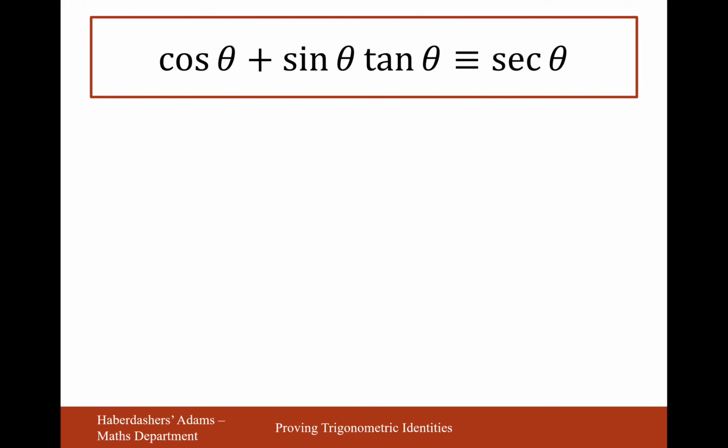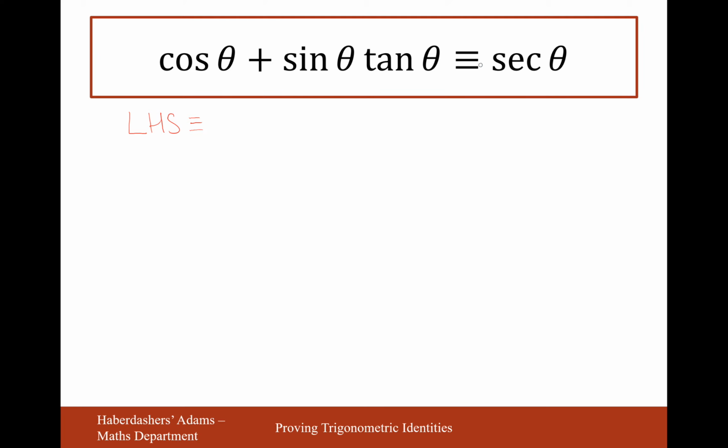So let's get started on a hopefully nice easy one. Cos theta plus sine theta tan theta is identical to sec theta. Now with these types of questions, you can't move things from one side to the other. You have to start on one side and continually work on that side, manipulating it algebraically until it's equal to the right hand side. Well, I would choose the more complicated side and go to the easier side. In this case, the left hand side looks way more complicated, so that's why I write LHS, left hand side. This side is way more complicated.